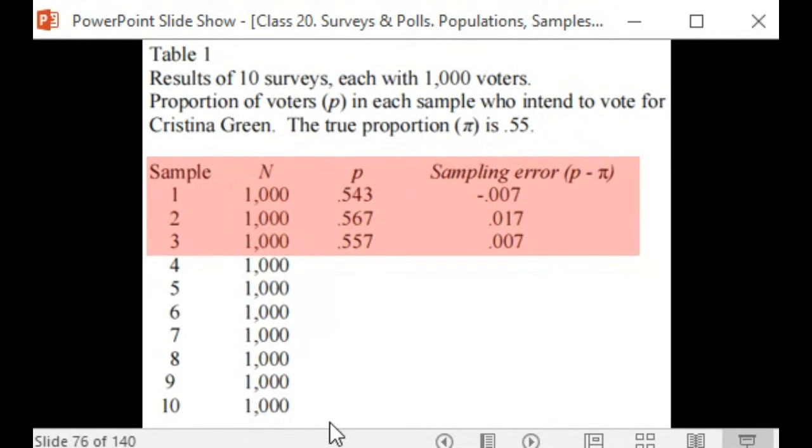How about in the second poll? What proportion of the voters said they were going to vote for green? Take a second, look at it. Okay, it's 0.567. And finally, what proportion in the third sample said they were going to vote for green? That's right, it's 0.557.